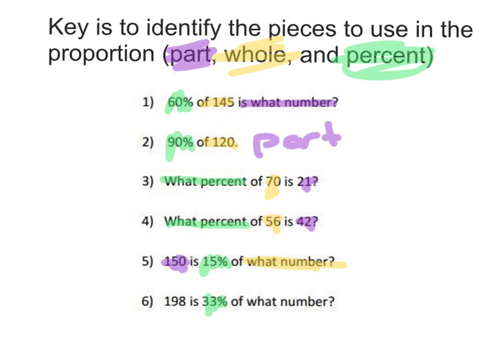On the last one, it's going to look the same. 198 is 33% of what number? So 198 is our part, and we're looking for that whole number.